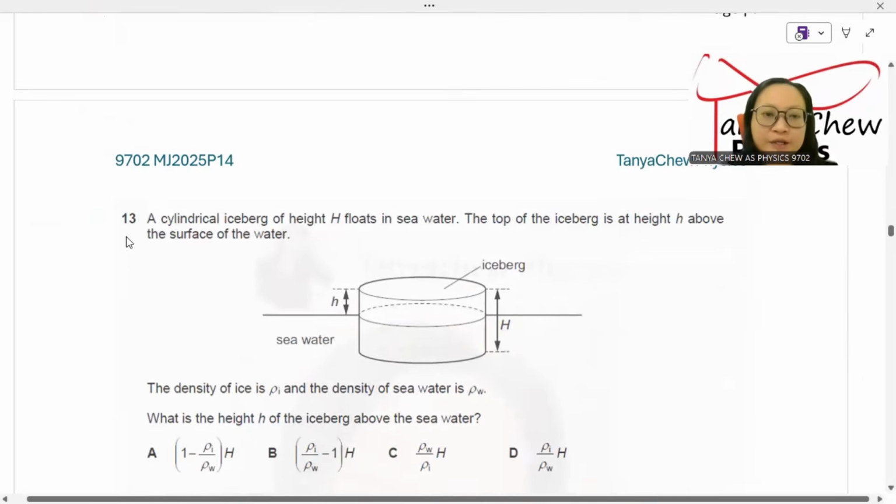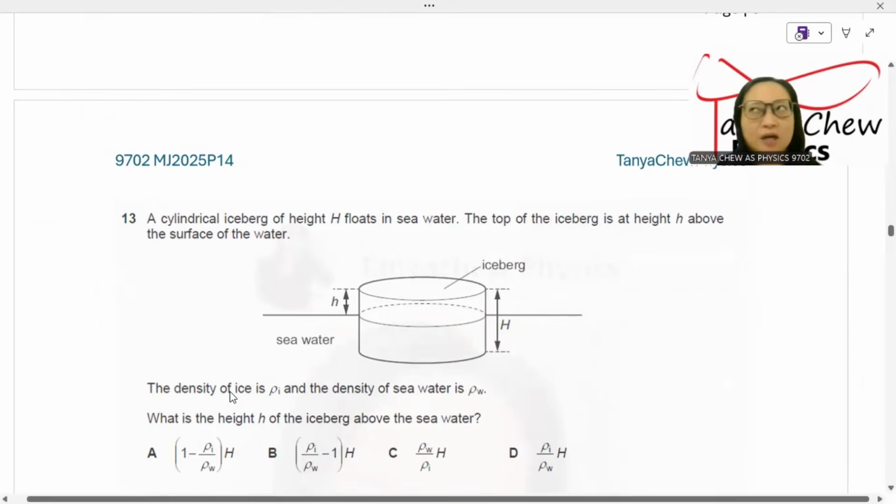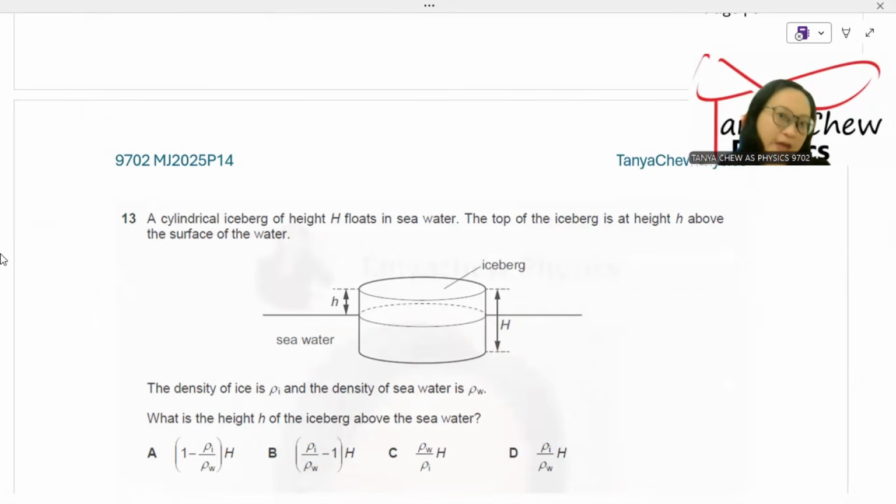Number 13, a cylindrical iceberg of height H floats in seawater. The top of the iceberg is at a height h above the surface of the water. Density of the ice is rho I and density of the seawater is rho W. What is the height h of the iceberg above the seawater? Now, I'm using the floating force, right? The weight of the water being displaced must be equal to the weight of the iceberg because the iceberg is placed in the seawater.